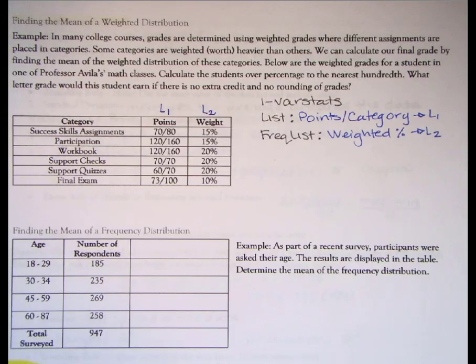In order to find the mean of our data, we need to use the one-bar stats feature. We're going to be using the list as well as the FREQ list for one-bar stats. In the list, you're going to use the points per category. The FREQ list stands for frequency, meaning that whether you're using cumulative, relative, or just straight frequency, that will always go in the FREQ list.